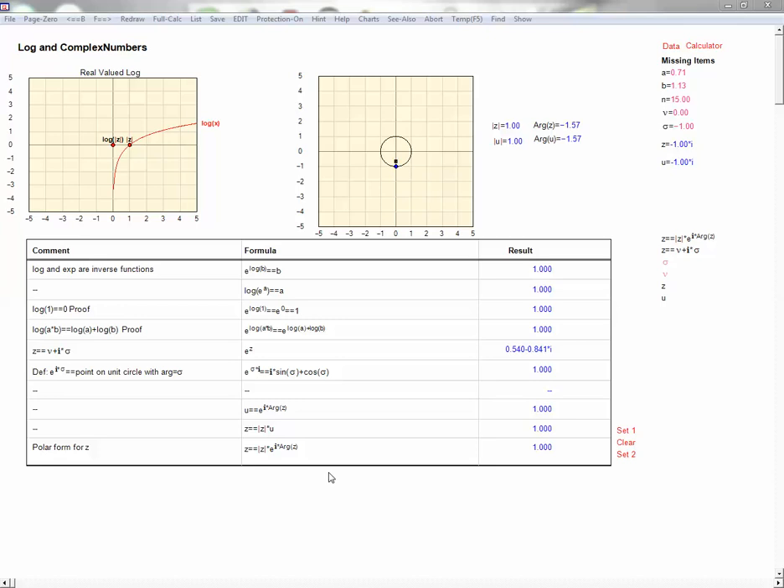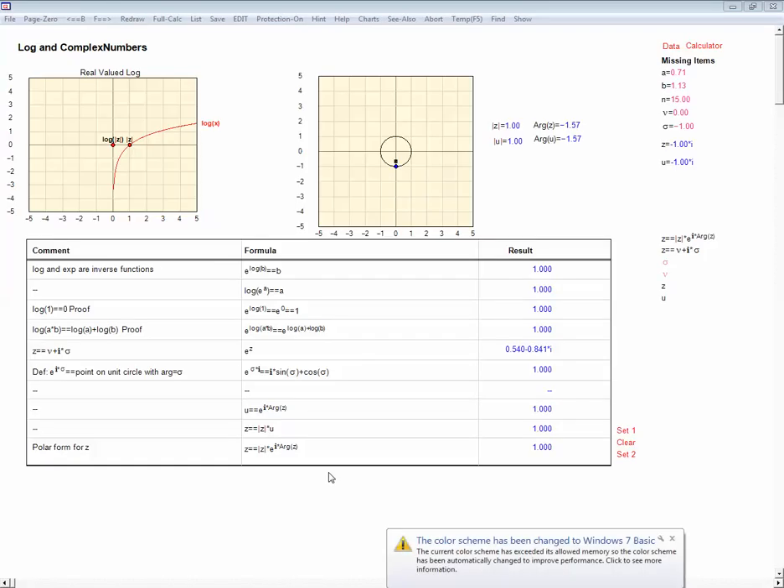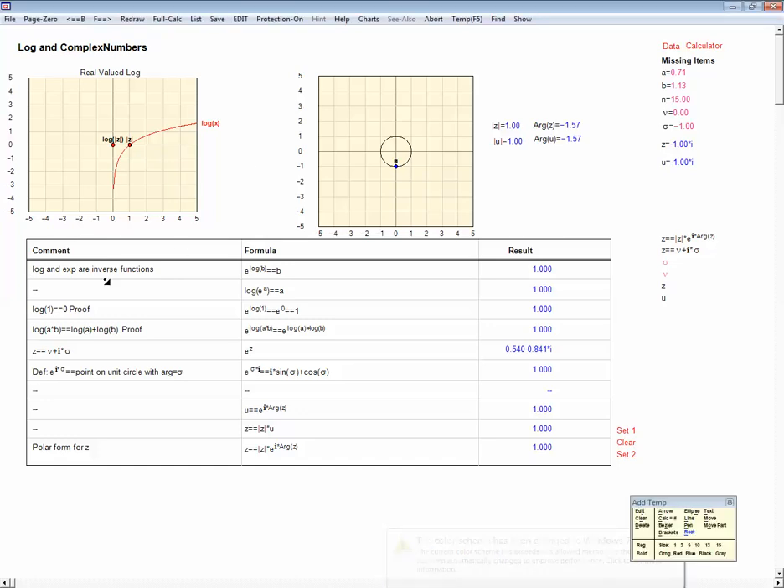I'm going to talk about logs, and specifically about logs in the context of complex numbers. But let's start by talking about sort of high school logs, the log of a real number. Remember, the basic idea is that the log is the inverse of the exponential function. That's how you define the log.